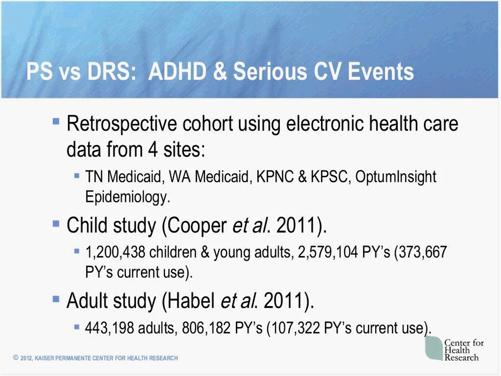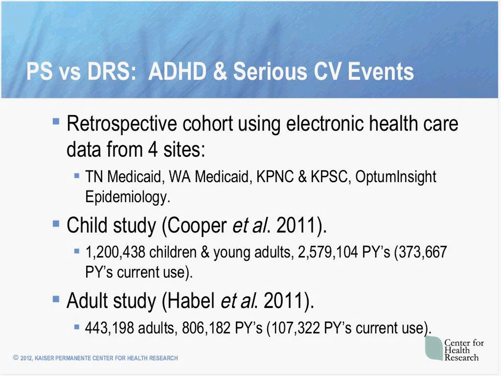To present a much more recent example, I present a couple of papers here that were published. One was in the New England Journal of Medicine, one in JAMA. There were two studies looking at ADHD medication use and risk of serious cardiovascular events. Both were retrospective cohort studies that used electronic healthcare data from four sites.